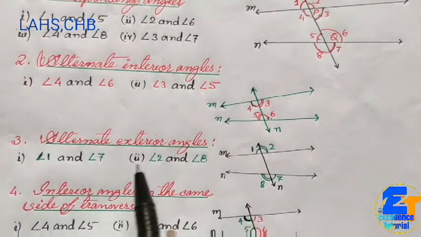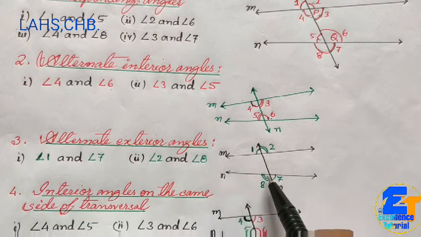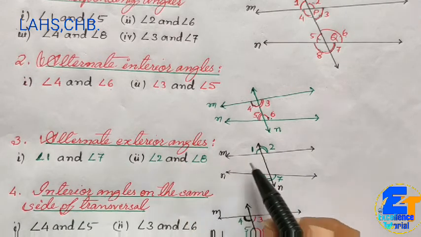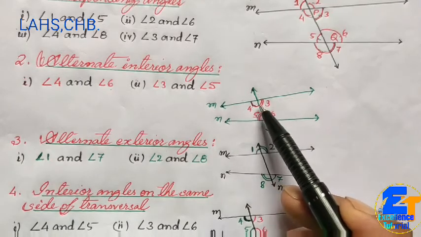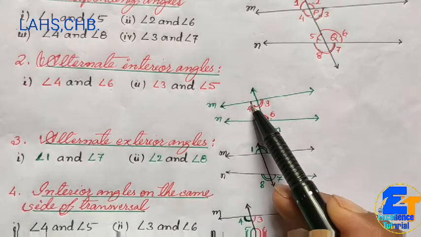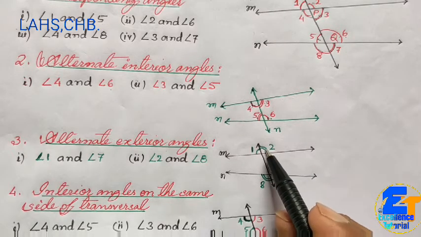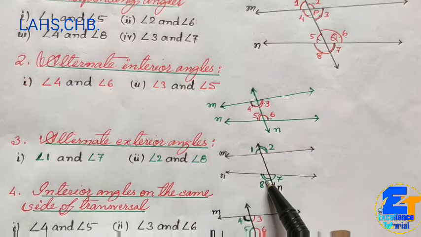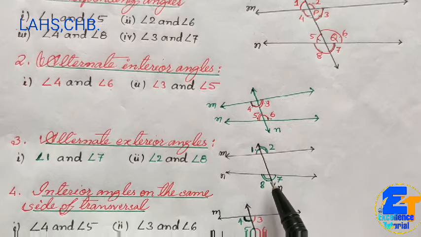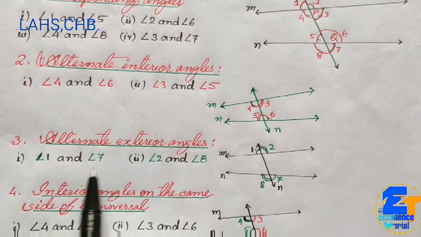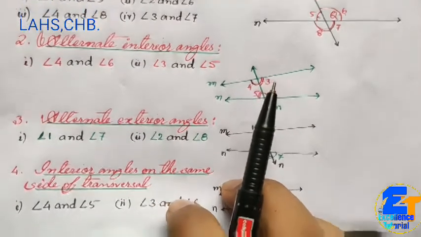Next, alternate exterior angles. Exterior means the angles which do not lie between these two lines; this type of angle lies outside of the lines. Inside the lines are angles 3, 4, 5 and 6. For alternate exterior angles, if you take angle 2, the alternate is angle 8, and for angle 1, the alternate is angle 7. So this is about the alternate exterior angles: angles 1 and 7, and angles 2 and 8.